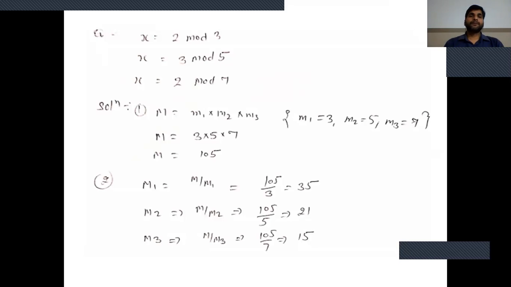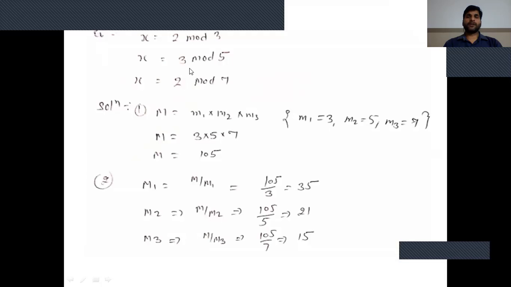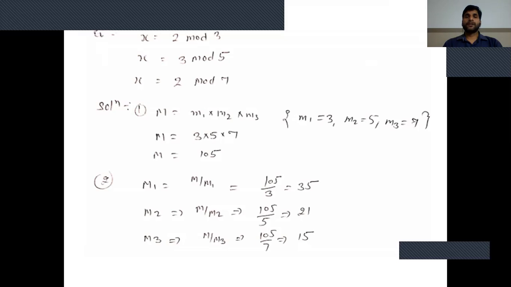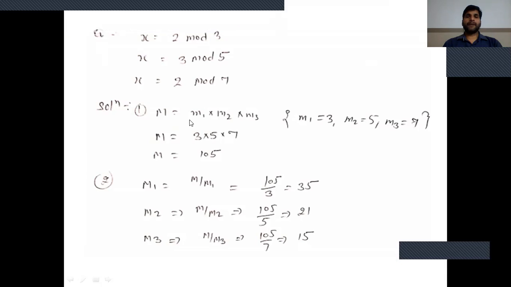For example, if x equal to 2 mod 3, x equal to 3 mod 5, and x equal to 2 mod 7, these are solved with the help of the Chinese remainder theorem. First we calculate the value of m1 cross m2 cross m3. According to this, m1 equal to 3, m2 equal to 5, m3 equal to 7. So we calculate capital M equal to 3 into 5 into 7, which is 105.